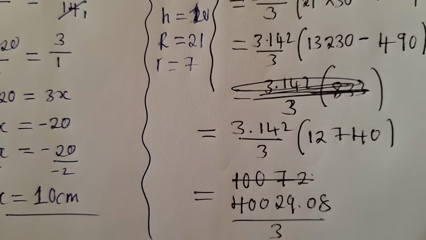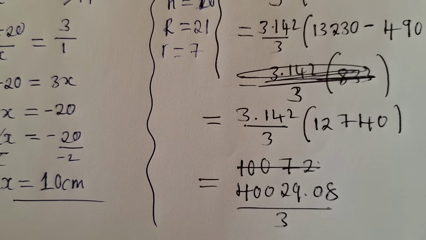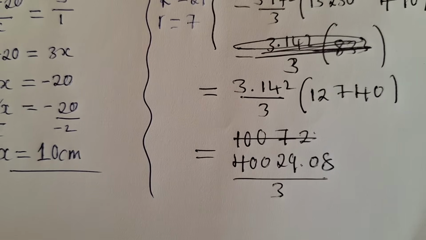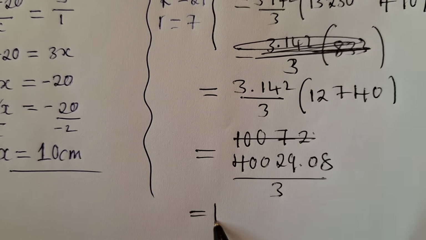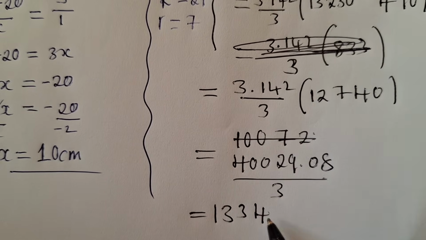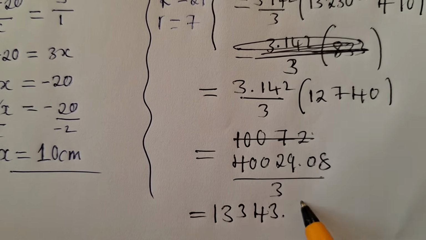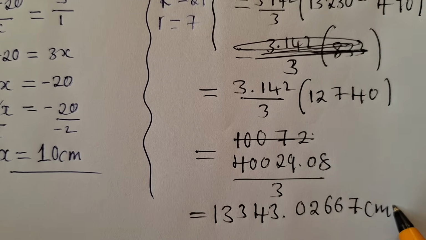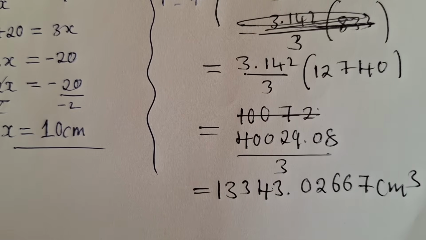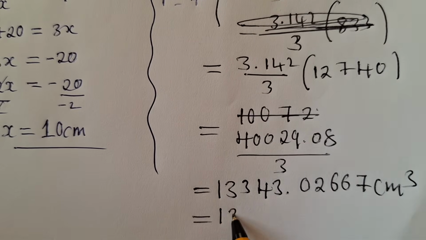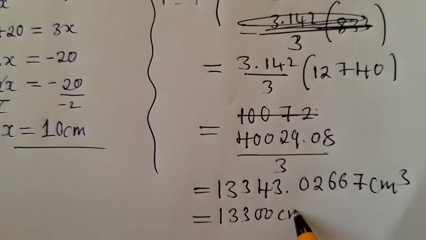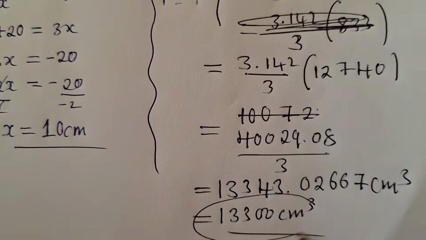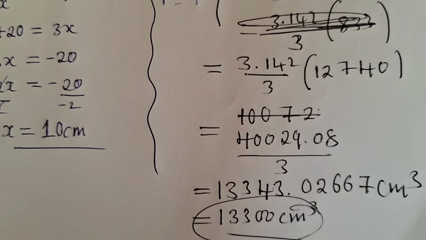You divide by 3. When you divide by 3, the answer is coming out to be equal to 13,343.0266 centimeters cubed. You can write this in 3 significant figures, and this is how your answer will come out. If you don't know how to do this, leave it up to here.